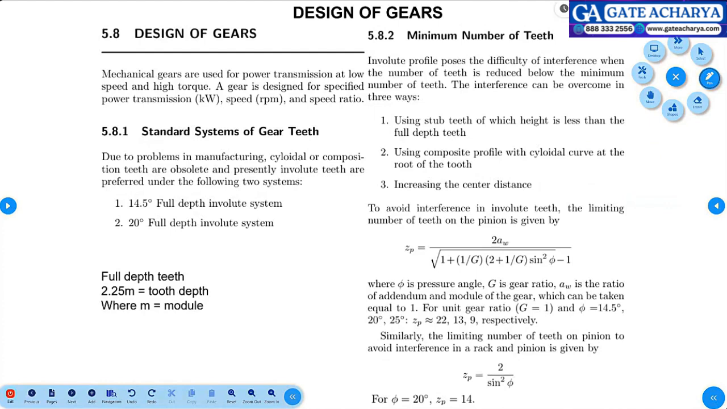So what we do is that there are two systems: one is 14.5 degree, the other one is 20 degree. What do you mean by full depth teeth? See, 2.25 times the module is nothing but your tooth depth, to minimize the interference. That's nothing but your full depth teeth. Why do we say the pressure angle is 14.5 and 20? Why not 35 or 40?